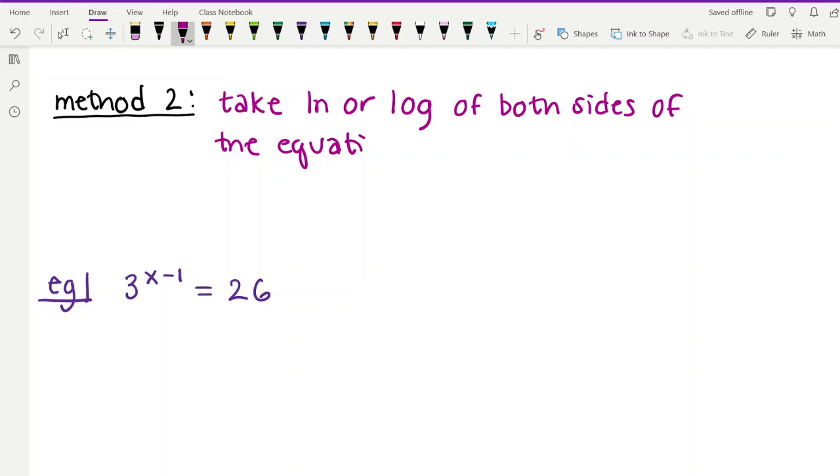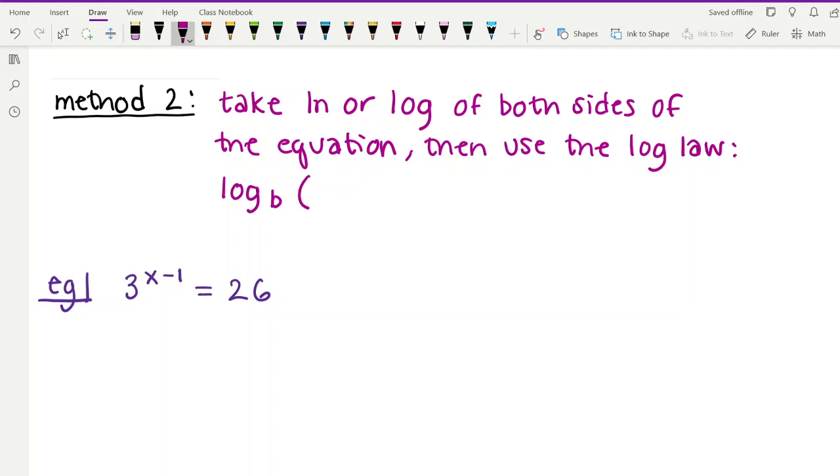And then we're going to use a logarithm rule. So the logarithm law, which tells us that if you're taking a logarithm with any base of a number raised to a power, that's going to be the same thing as bringing that power down and multiplying it with the logarithm.